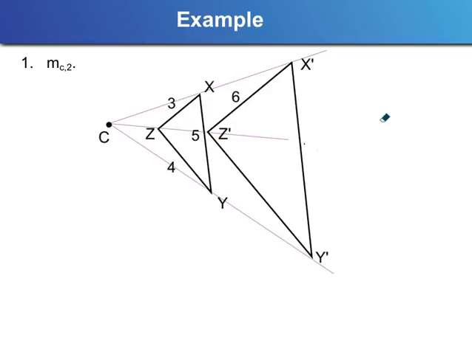Pause your video. When you're ready to see the answers, press play. So the length of X prime Y prime is 10. It is 5 times 2, which is the scale factor, and Z prime Y prime is 8, 4 times 2.